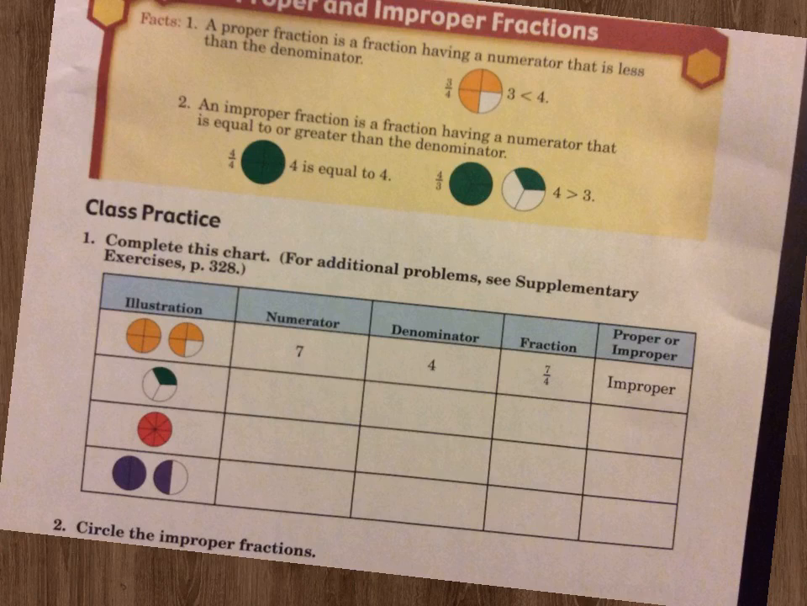Okay, for the second one, the numerator would be 1 because there's 1 part filled in. The denominator would be 3 because there's 3 possible parts to make a whole. And our fraction would be 1/3. That would be a proper fraction because the smaller number is on top.